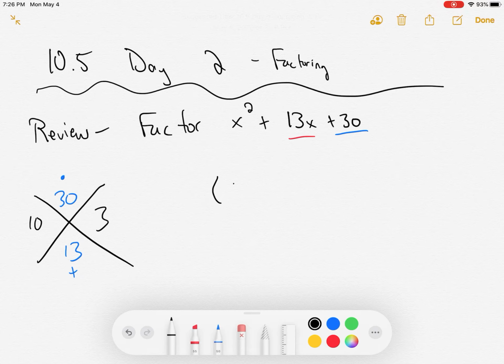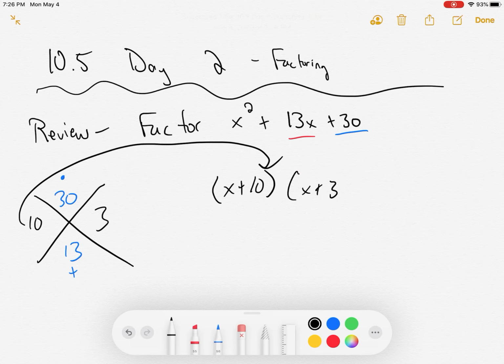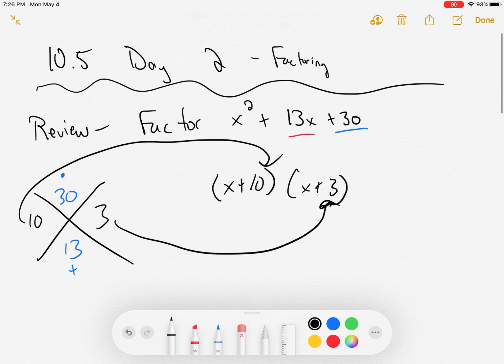So then we would just write x plus 10. Again, this one goes in the first spot, and x plus 3, this one goes in the second spot. That should hopefully be a review.